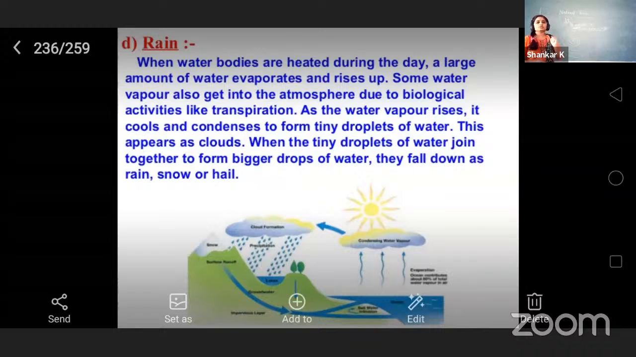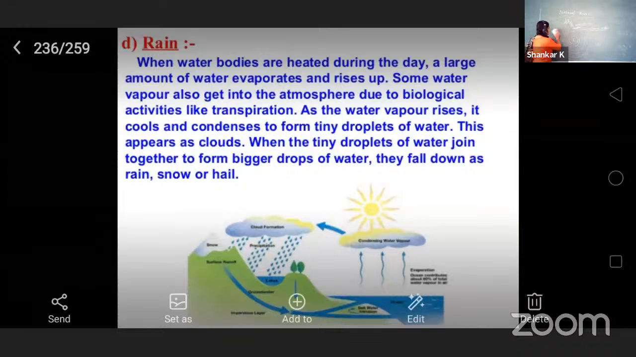So when water bodies are refilled, you know how cloud formation happens. Here, in the daytime, there will be the heat of the sun. When all the water bodies get heat, a large amount of water evaporates and rises up. Some water vapor also gets into the atmosphere due to biological activities like transpiration. As the water vapor rises, it cools and condenses to form tiny droplets of water.